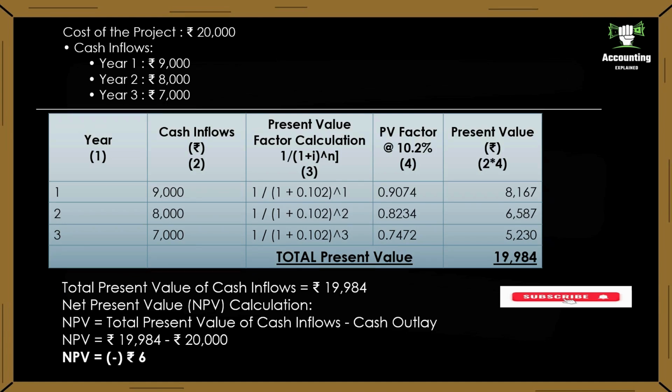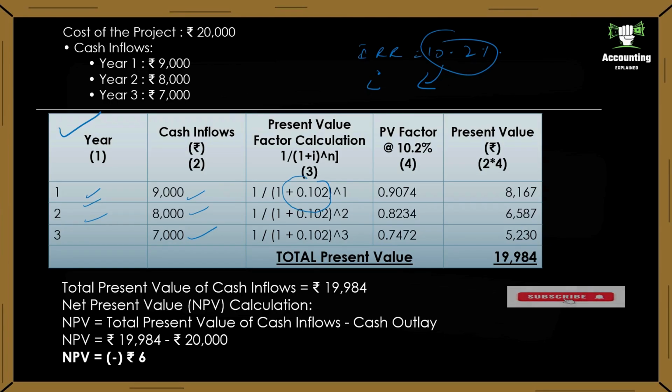We got IRR as 10.2%. Now I am going to substitute this IRR of 10.2% as I in our table and find out the NPV at that rate. So all are the same: years 1, 2, 3 with 9,000, 8,000, 7,000. Here the percentage we are going to take as 0.102. 1 divided by 1 plus 0.102 to the power of 1 is 0.9074. For the first year you get 8,167 as the present value of cash inflow. Similarly for the second year 6,587. Third year 5,230. The total present value of cash inflows for the 3 years is 19,984.